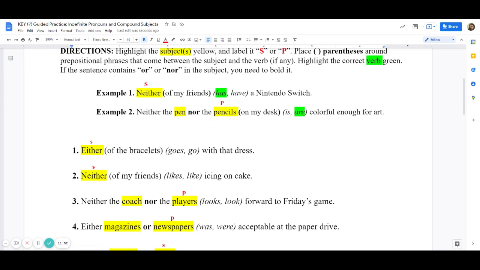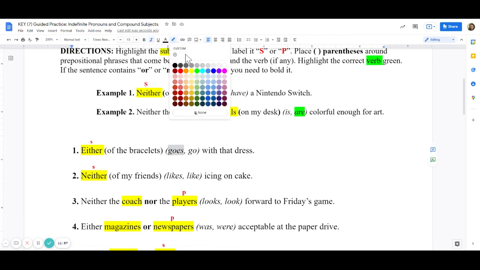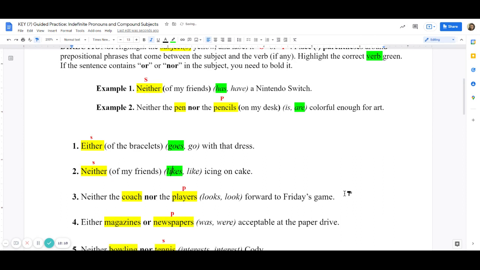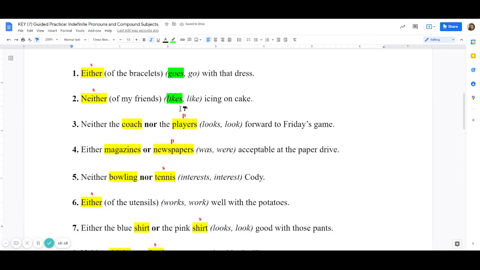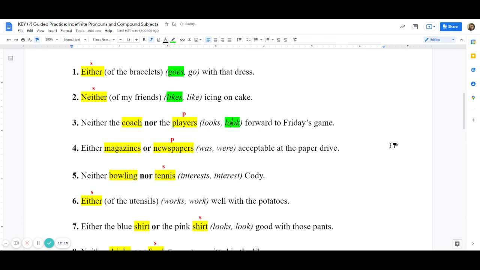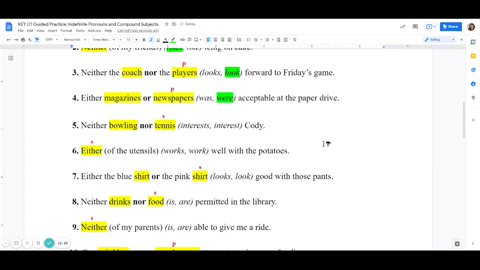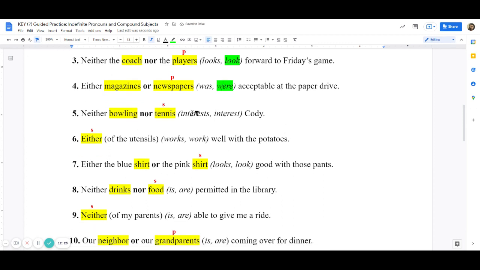Number 1, we know has an S, so we're going to choose goes. Click on goes 2 times, 1, 2. Highlight color green, and then our format paintbrush, 1, 2. Neither has an S, so that tells us choose the option that ends with S. Likes ends with S. Number 3, label says P for plural. That's not an S, so we choose the verb that does not end in S. Look. So what should we choose for 4? Were. What should we choose for 5? Interests, with an S, because we labeled this with an S.